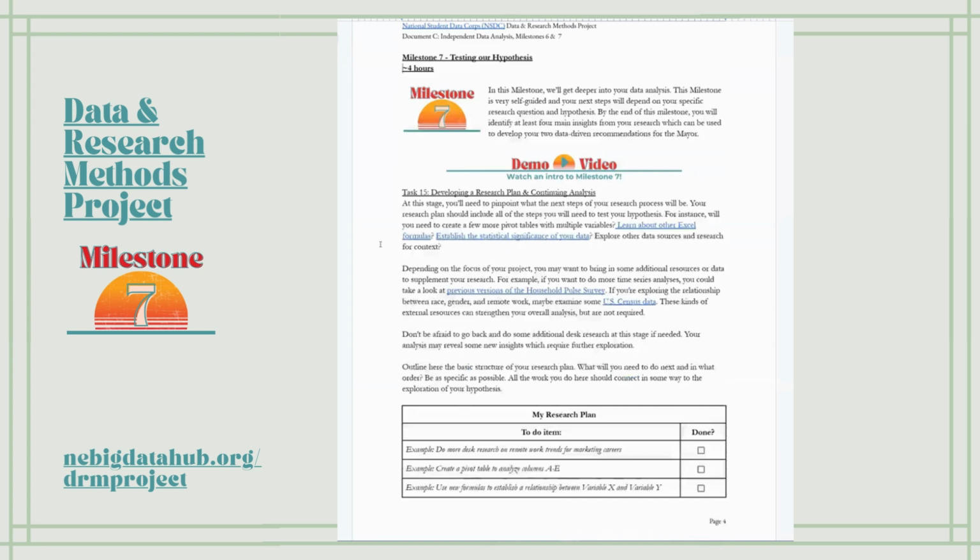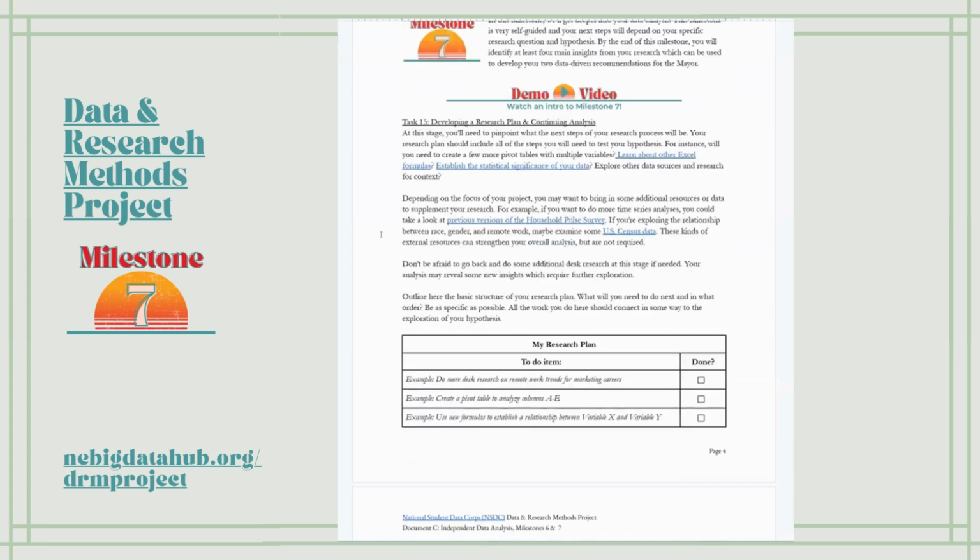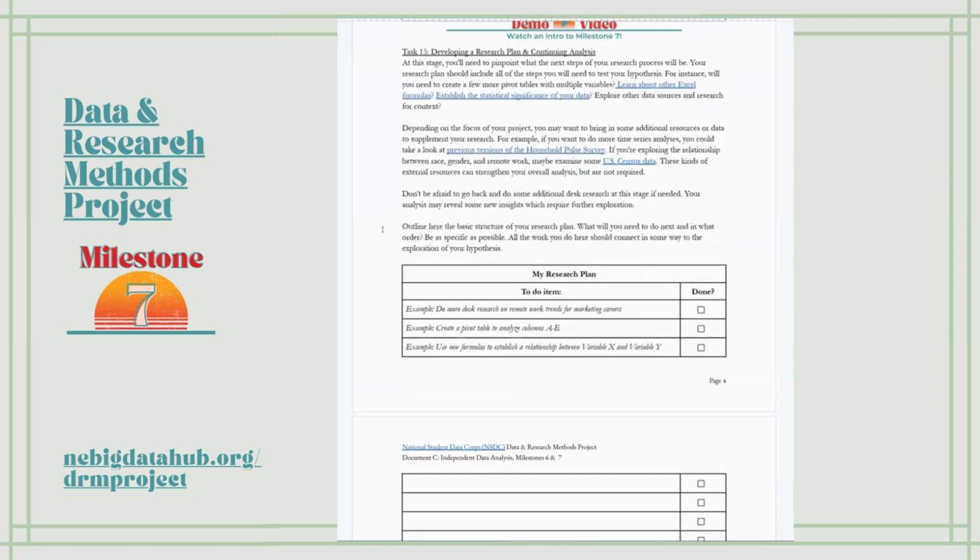So let's look at task 15. Here we are developing a research plan and we're continuing our analysis. This is a process that is often overlooked by researchers, but it's a really important one. So it's good to get into the habit of creating a research plan. At this stage, we need to identify what the next steps of the process are going to be. So your research plan should include a list of all of the steps that you're going to need to test the hypothesis that you wrote down in task 14.